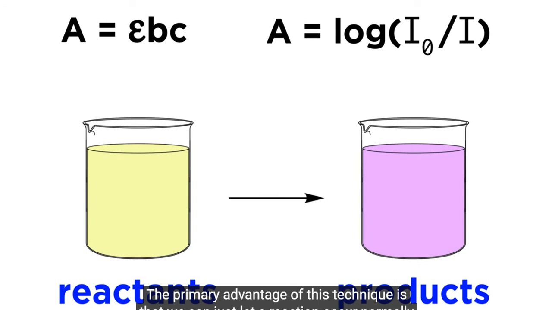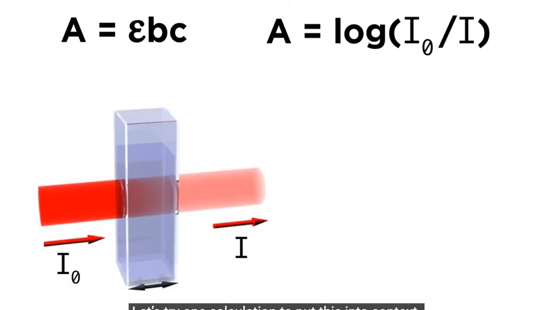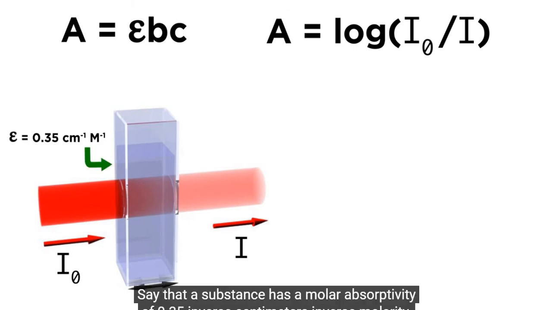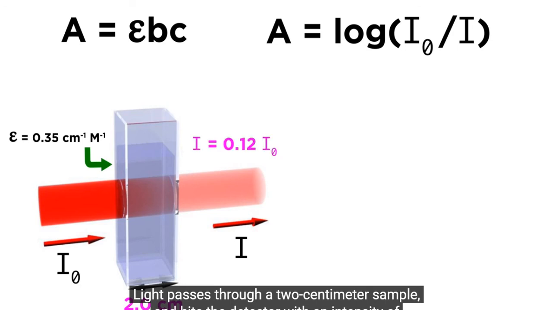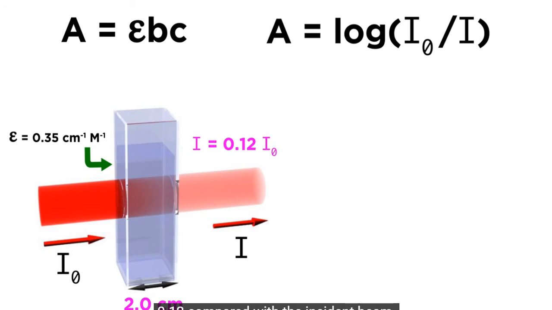The primary advantage of this technique is that we can just let a reaction occur normally and measure the rate indirectly by analyzing the light that interacts with the components in solution, rather than stopping the reaction and measuring concentrations directly. Let's try one calculation to put this into context. Say that a substance has a molar absorptivity of 0.35 inverse centimeters inverse molarity. Light passes through a 2-centimeter sample and hits the detector with an intensity of 0.12 compared with the incident beam. What is the concentration of the sample?